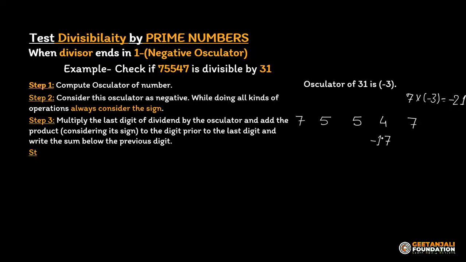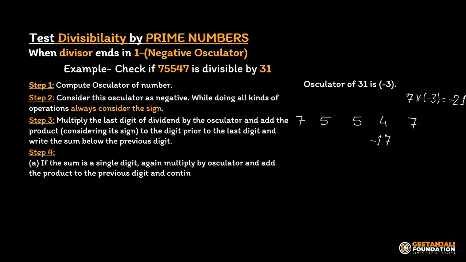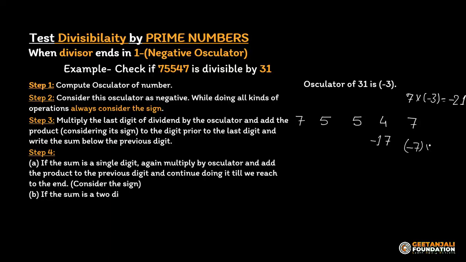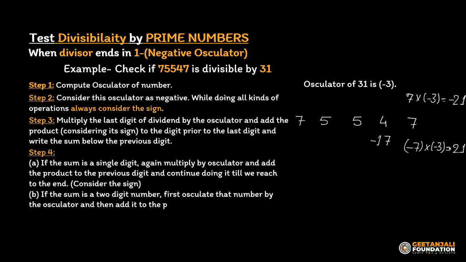Now we need to oscillate this once again as it is a 2-digit number. To oscillate this, first of all, you need to understand both these digits 1 and 7 are negative. So we will multiply -7 with -3. When we multiply this, we get 21 as a result. This is positive 21. Be careful. This 21 will be added to this -1. As I told you, this is also a negative number. So 21 minus 1 will give you 20. And this is positive. So 20 plus 5 will give you 25.